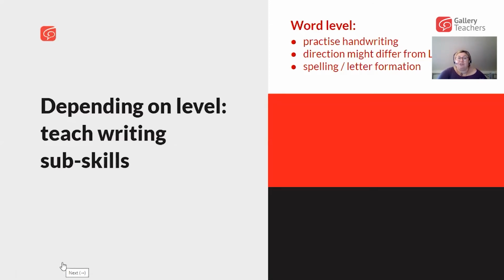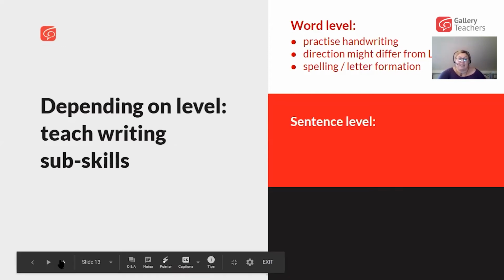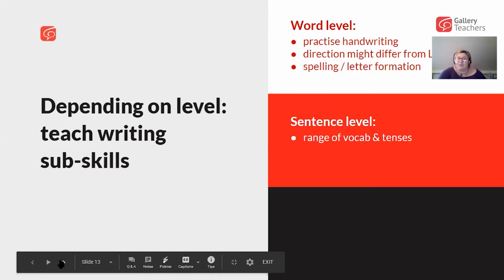In order then to create a sentence, our students are going to need to put some words together in order to be able to make a sentence. So for that, they're obviously going to need some language. They're going to need to use some nouns and some verbs. And at the higher levels, we really want to make sure that we're encouraging them to use a range of vocabulary and a range of different tenses. So think about that when you're teaching.